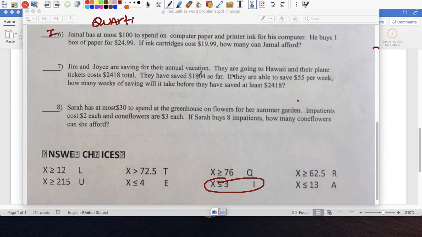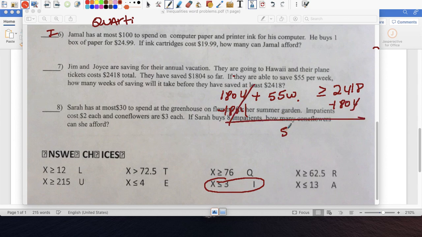7. Jim and Joyce are saving. Okay, they're going to Hawaii. The ticket costs $24.18. They've saved this much so far. They're able to save 55 per week. How many weeks of saving will it take before they save at least $24.18? So all the money they save has to be greater or equal to $24.18. They already have $18.04, and every week they're adding $55 per week to that amount. So how many weeks will it take for this total, the left side, to be greater than $24.18? Well, minus $18.04, minus $18.04.